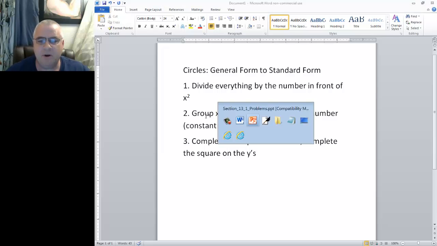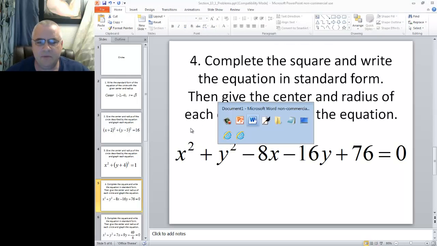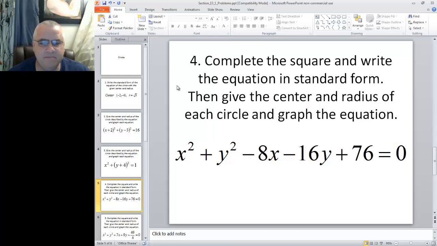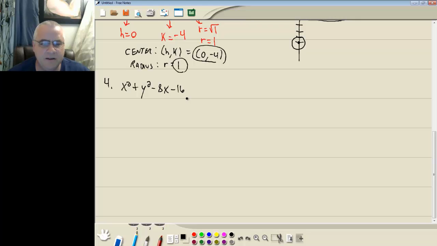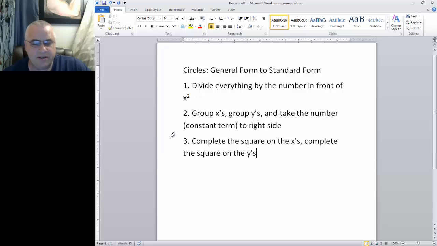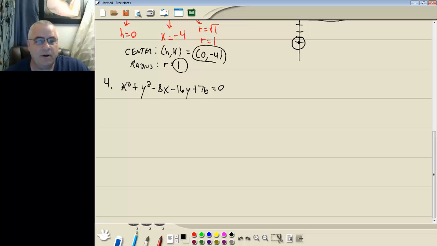So let's take a look at a problem. We got x squared plus y squared minus 8x minus 16y plus 76 equal to 0. We won't have to do all these steps. First step says divide everything by the number in front of the x squared. We don't have any number in front of our x squared, so we don't have to do that step.